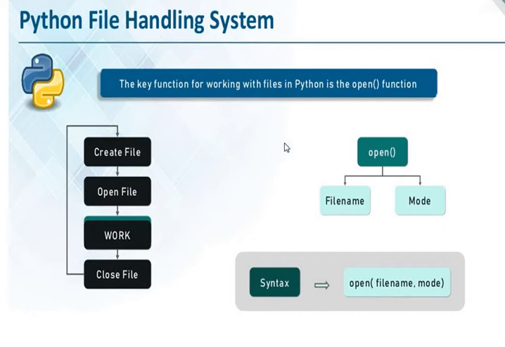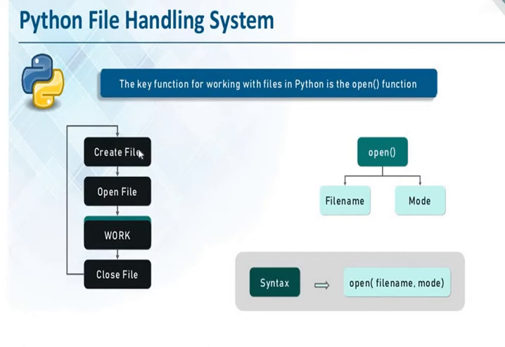Now we are going to study Python file handling. The first thing to do when you are working with files in Python is to open the file. When you open the file, you can specify with the parameters how you want to open it. This is the syntax: open, file name and mode.